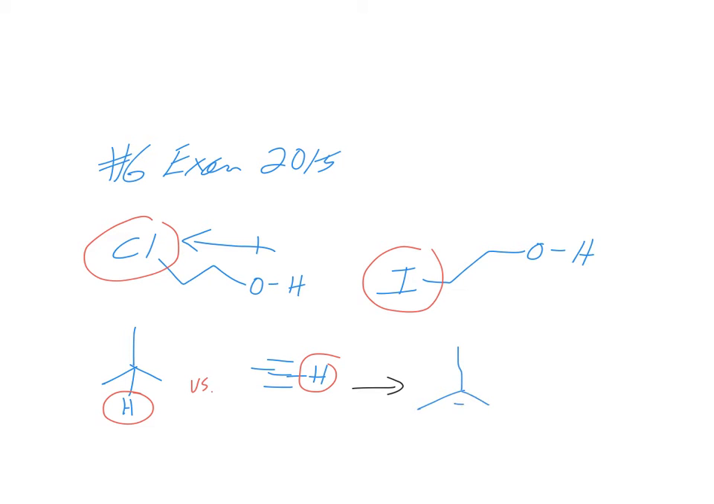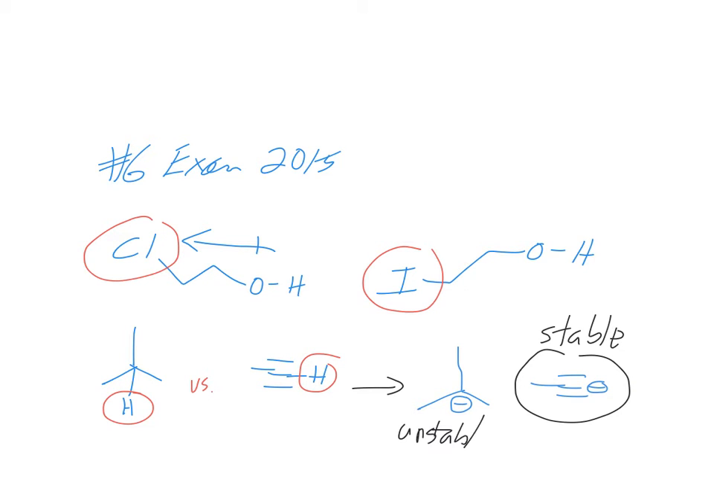So they would look like having a negative charge there, or having a negative charge here. Now there's a difference. This is actually stable, relatively speaking, whereas this is unstable. The question is why?